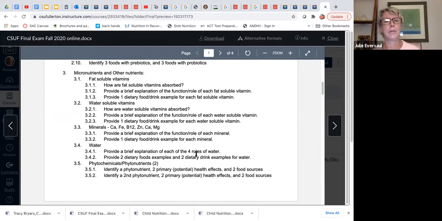Okay, water, a brief explanation of the 4 roles of water. Really simple, your slides are constructed around that. 2 dietary food examples. There are 2 ways we can access water through our food, folks. And we can't get all of it, but we can get around 40% of it. And 2 dietary drink examples to be able to access our water.